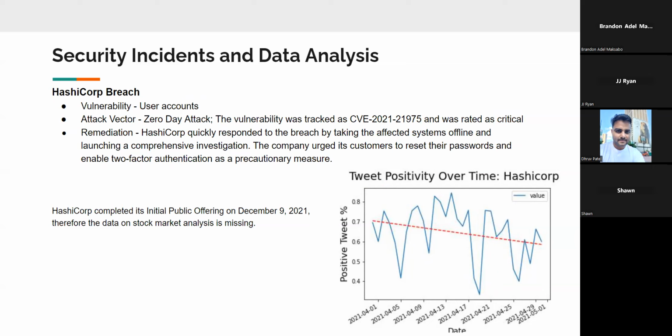Again, this company was not public at the time of this hack, so we couldn't get that data. And for tweet positivity over time, you can see the trend was in a negative direction.